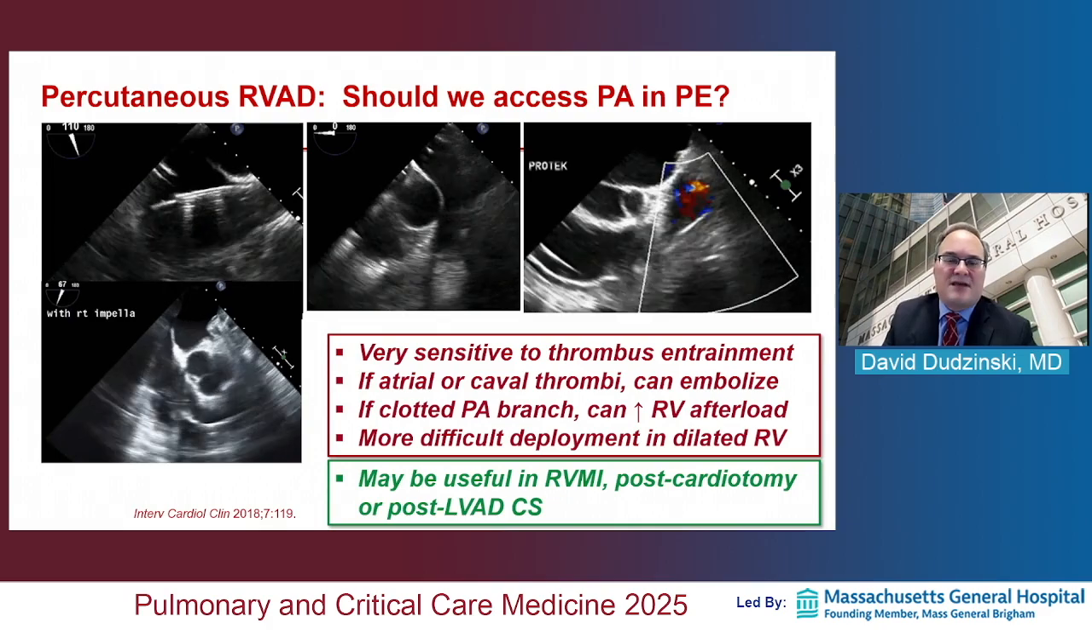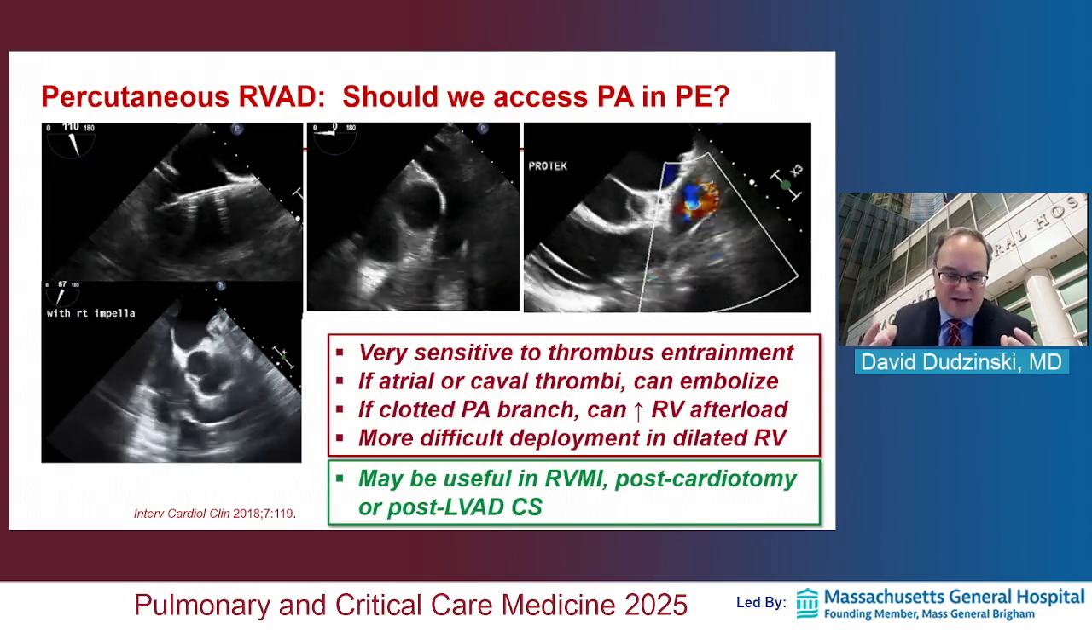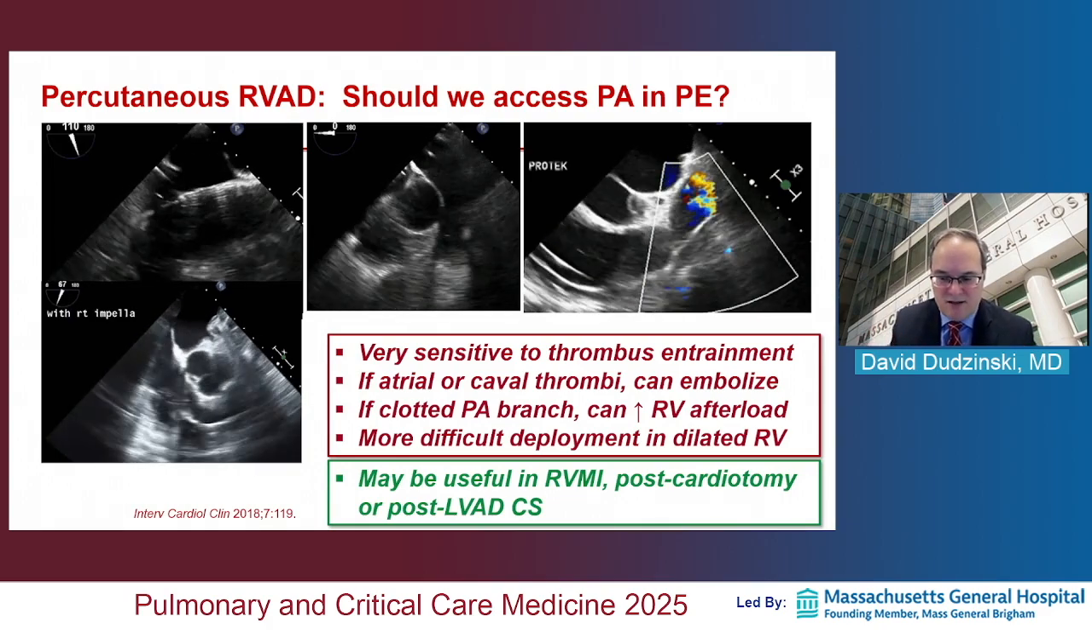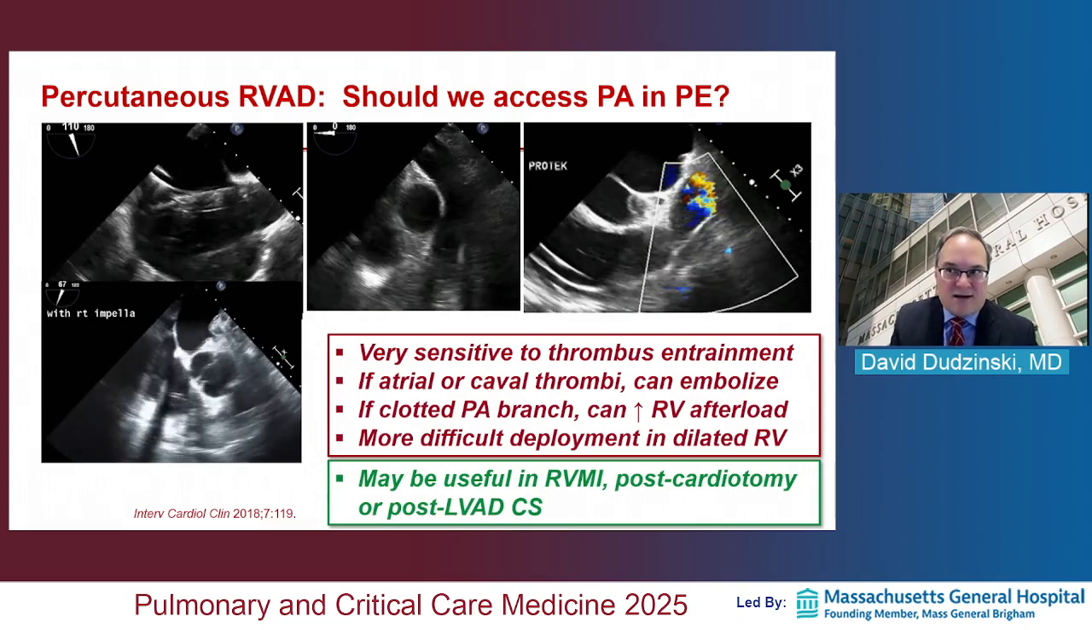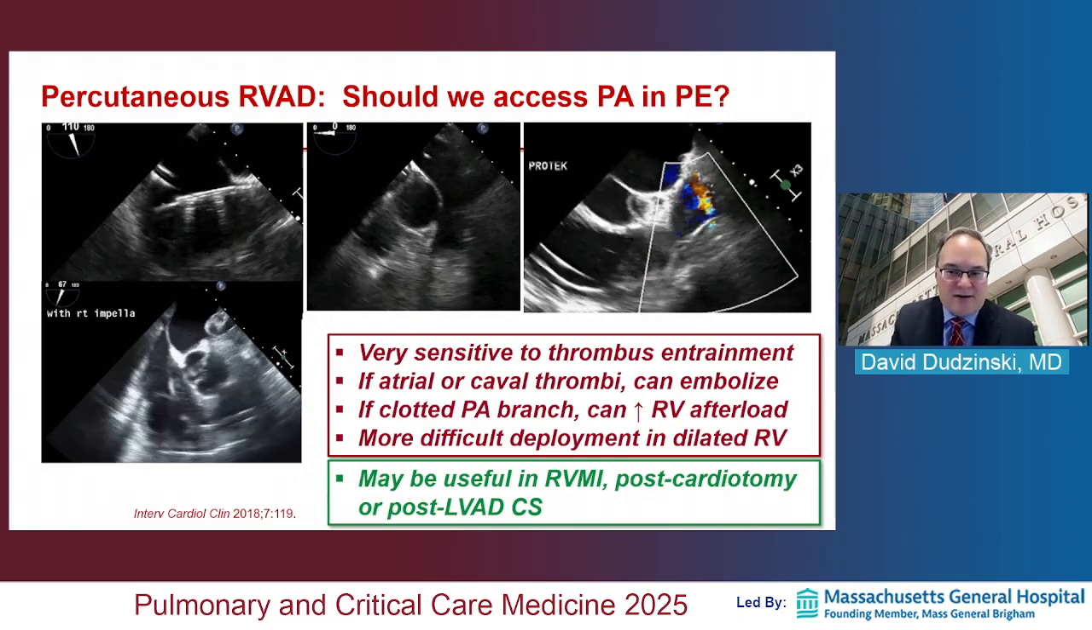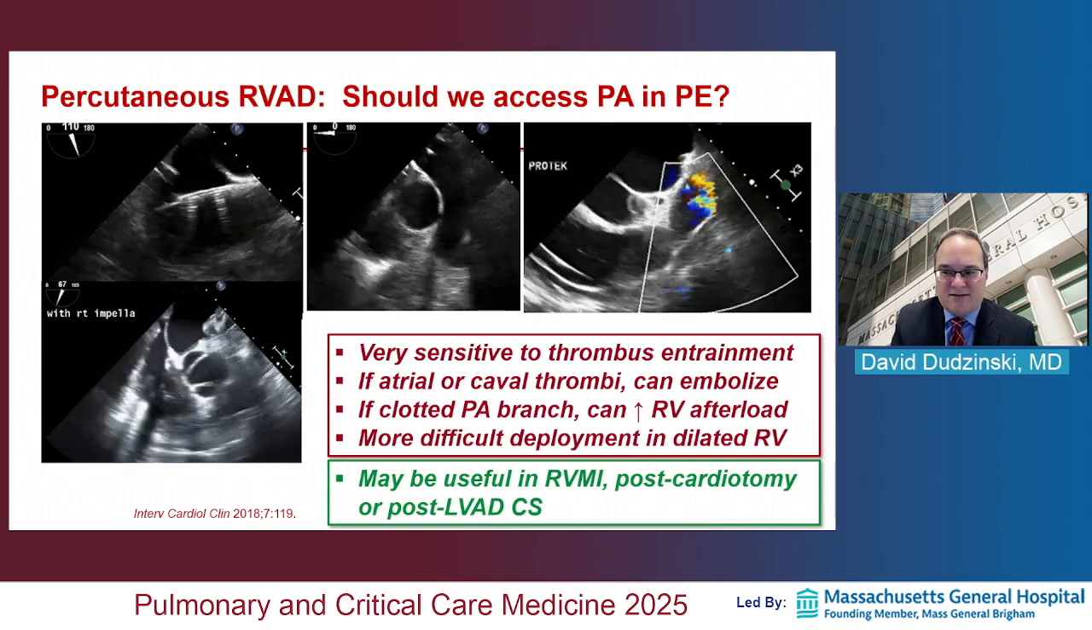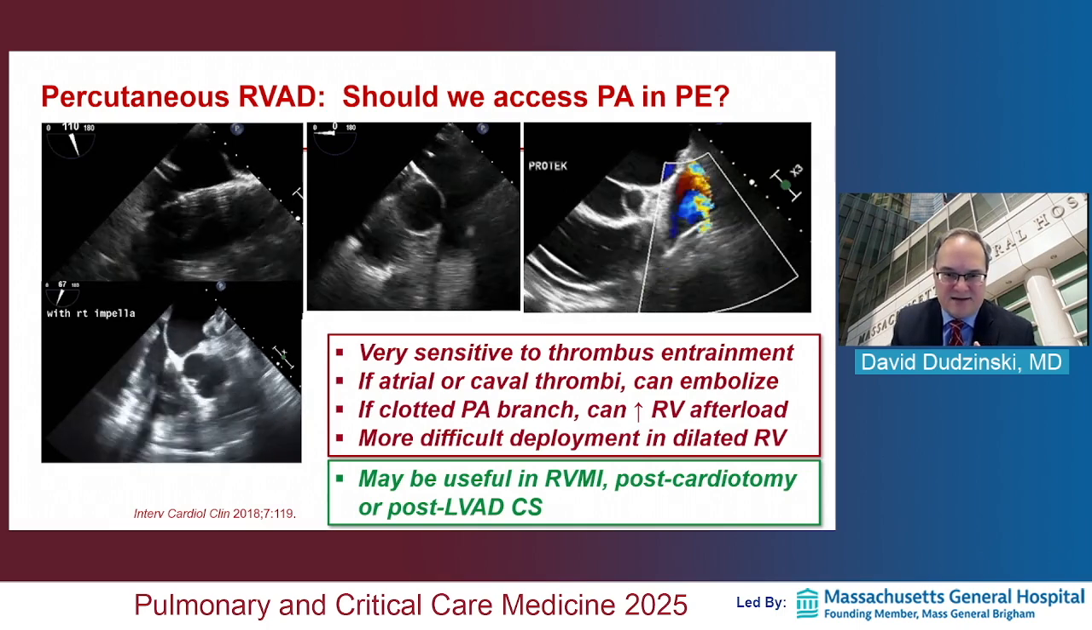But what about in PE? So now in PE, we have a dilated right heart. We potentially have clots in transit or clots in the vena cava, the right atrium, and the right heart. So we have to navigate this device through these dilated right-sided chambers.